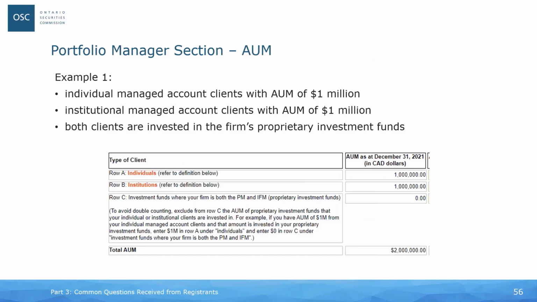Example 1. If you have AUM of $1 million from individual managed account clients and $1 million from institutional managed account clients, and both are invested in your proprietary investment funds, enter $1 million in row A for individuals, $1 million in row B for institutions, and 0 in row C for investment funds.